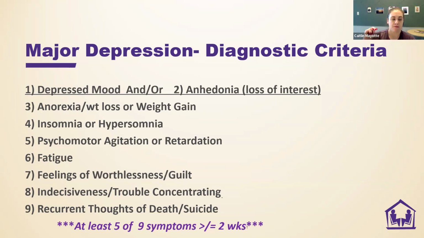You have to have a score of a 2 or a 3 in one of those 2, and then a certain amount of the other symptoms. So for major depression, you need to have at least 5 symptoms, at least one of which needs to be 1 or 2, the depressed mood or anhedonia. And this needs to be lasting at least 2 weeks.